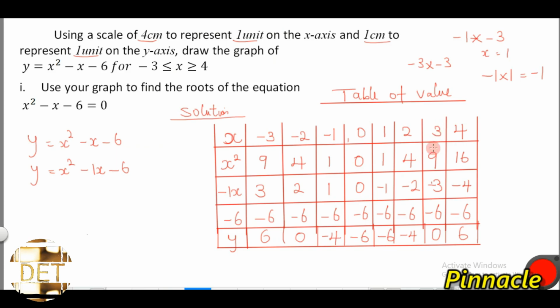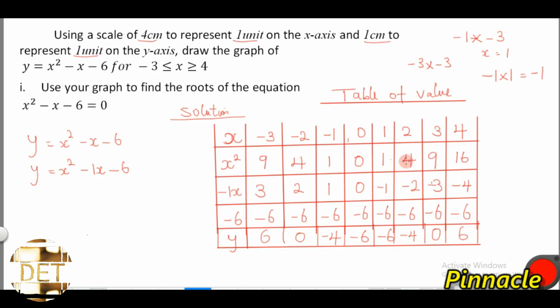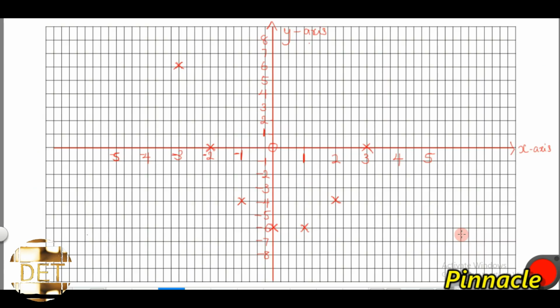When x is 3, y is what? Y is 0. So when x is 3, this is the point I have 3 on my x-axis. Y is 0, and this is the point I have 0. So I'll mark it here. Right? So when x is equal to 4, my y is equal to what? 6. So when x is 4, this is where I have 4 on my x-axis. Y is equal to 6. So I'll trace it down to where I have 6, and then I will mark it.